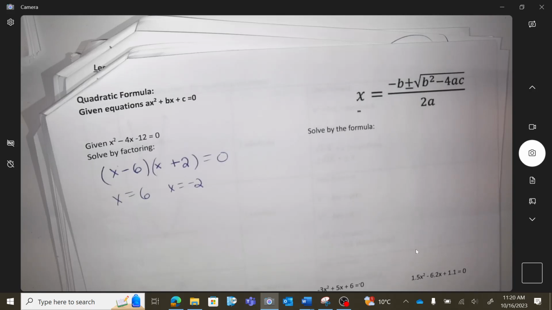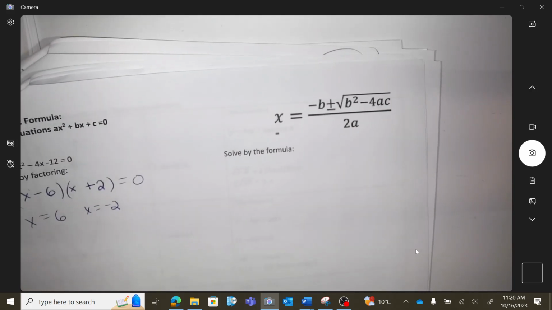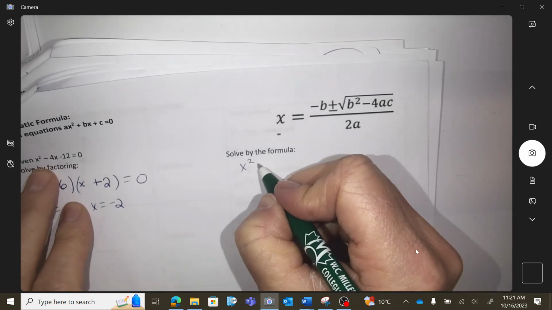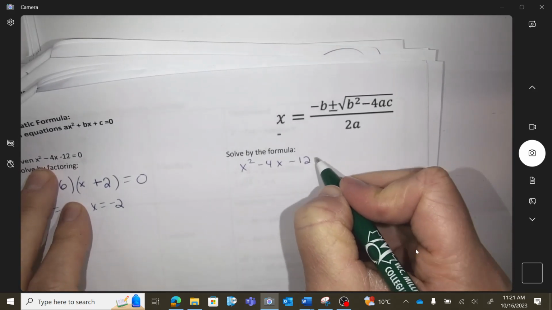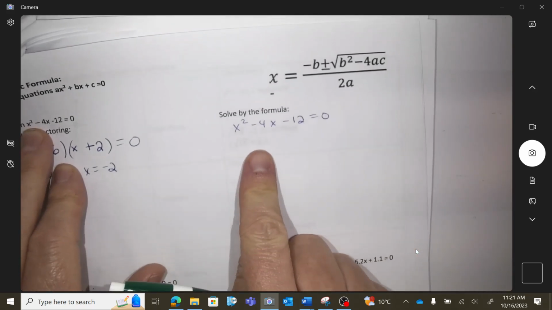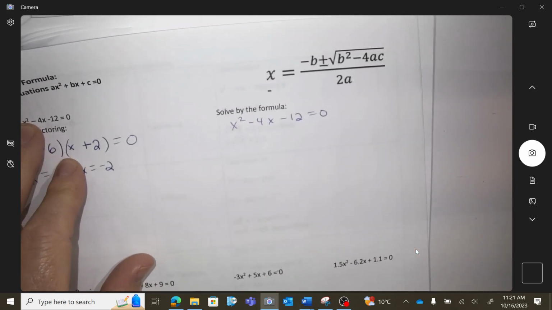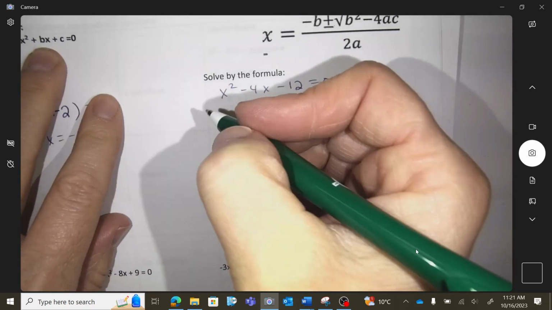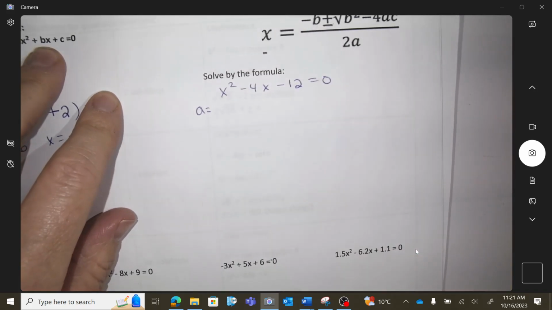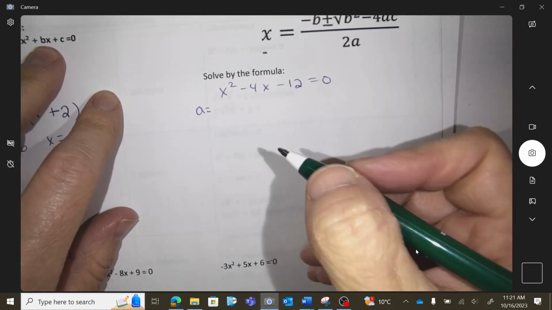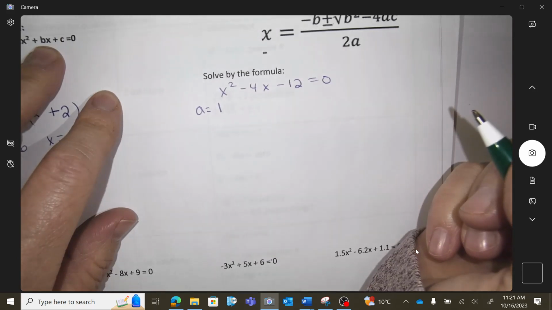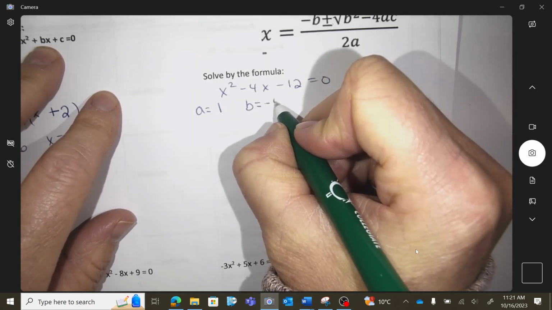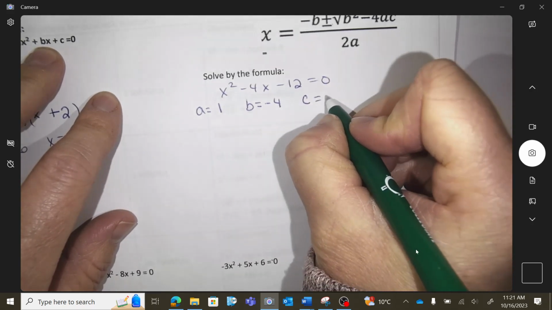Now, ready? We're going to do the formula. So let's talk about when we had this quadratic. What is the A value? What is the B value? What is the C value? Do you remember how do we get those? A is how many x squareds, do you see? So just 1, would that make sense? 1 x squared. B is how many x's, and C is how many numbers.